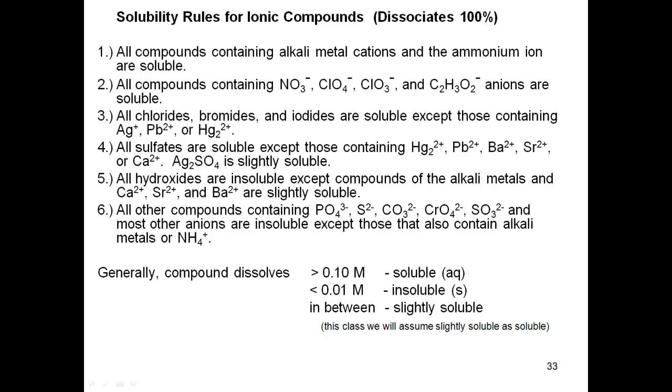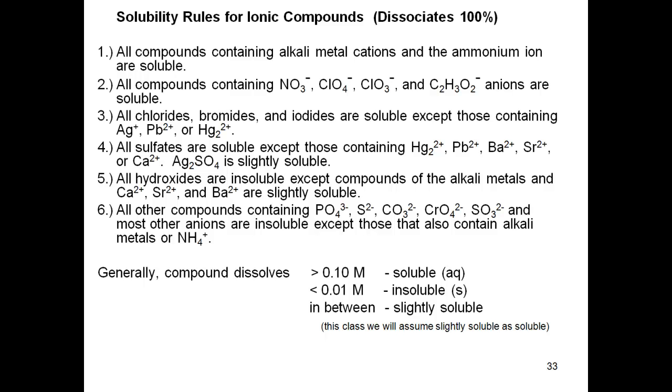First off, all compounds containing alkali metal cations, which are your group 1 metals, and the ammonium ion are soluble. Second, all compounds containing nitrate, perchlorate, chlorate, and acetate anions are soluble. So if those anions are attached to anything, it's soluble. Third, all chlorides, bromides, and iodides are soluble. However, there are some exceptions: those containing silver, lead-2, and mercurous ions are insoluble. So the majority of them are soluble, but there are a couple of exceptions.